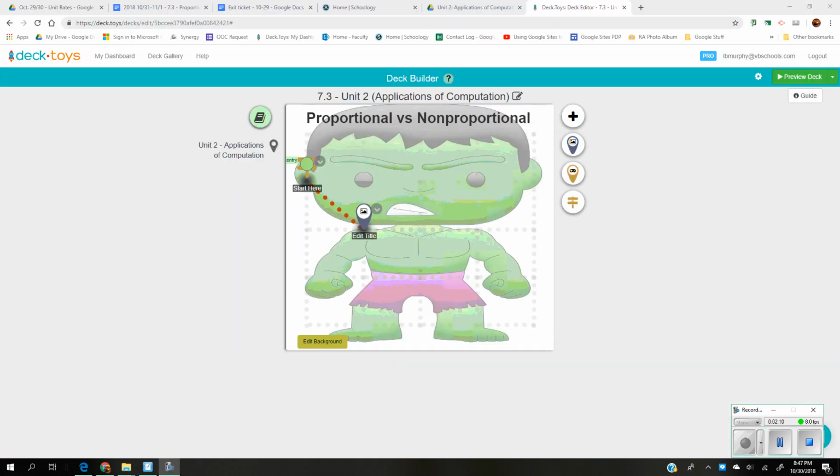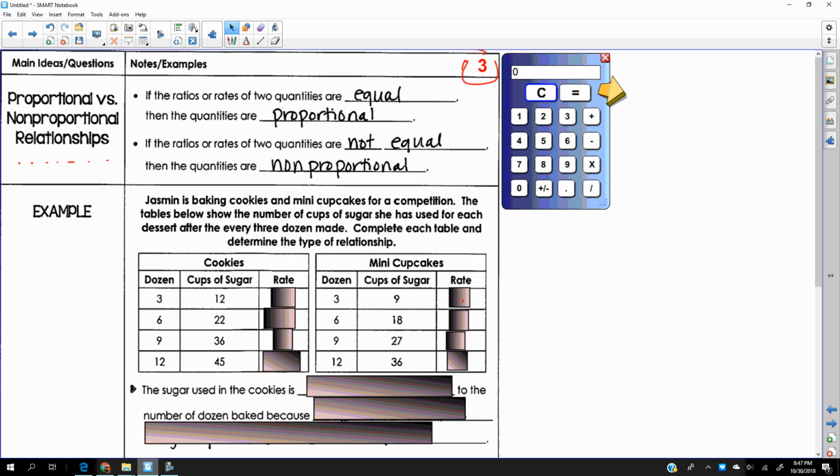If you happen to look at the cover of the Deck Toys, you can see that the head of this little monster is not proportional to its body because the head is so big. So that's kind of what we mean by proportional. All right, here we go.